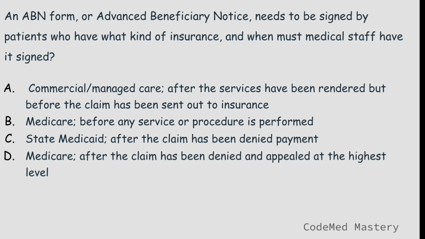Next question, read the question. An ABN form, or advanced beneficiary notice, needs to be signed by patients who have what kind of insurance, and when must medical staff have it signed? Check option A, commercial managed care, that is after the services have been rendered but before the claim has been sent out to insurance. Option B, Medicare, before any service or procedure is performed. Option C, state Medicaid, after the claim has been denied payment. Option D, Medicare, after the claim has been denied and appealed at the highest level.